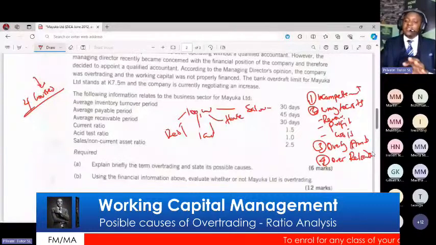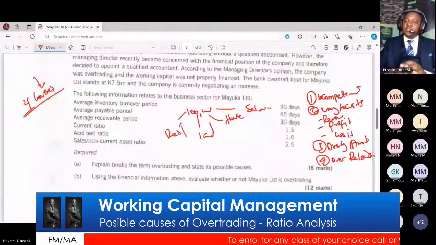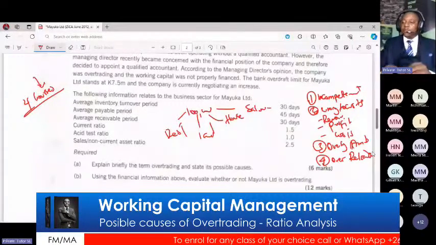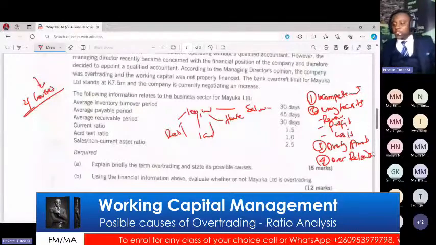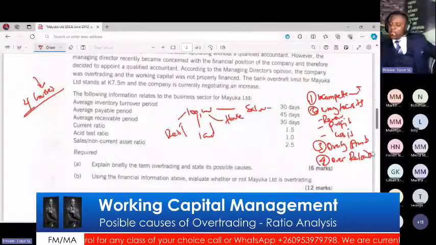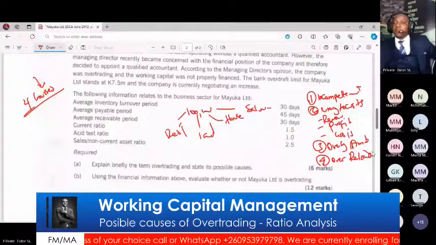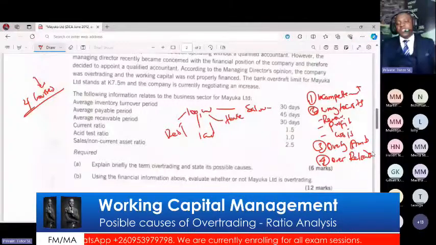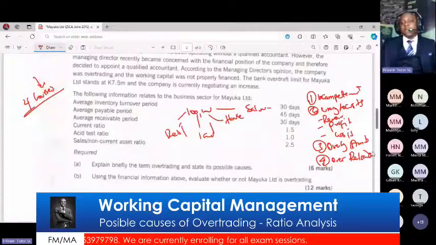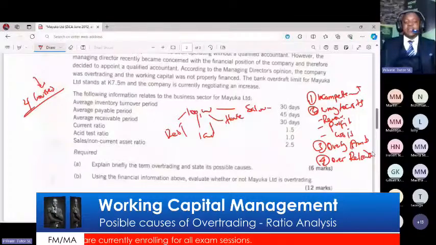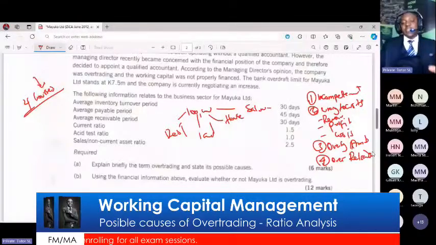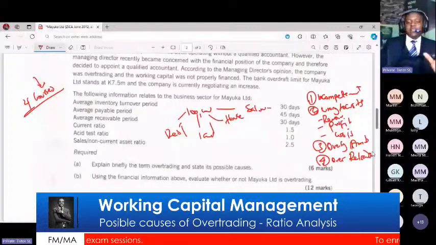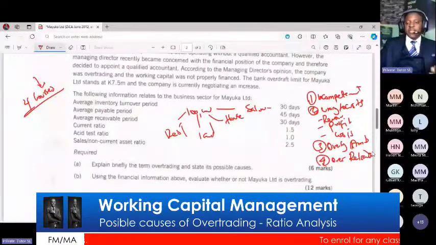You invest in non-current assets at a point when you shouldn't. So you're overtrading. That's why sometimes it's referred to as over-capitalization. So the question is, what can you do to stop overtrading? If you remember in class and in those lectures I gave you, we explained some of the things you may take to overcome overtrading.